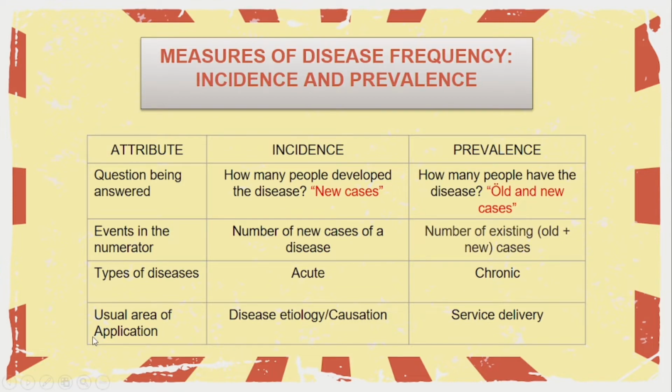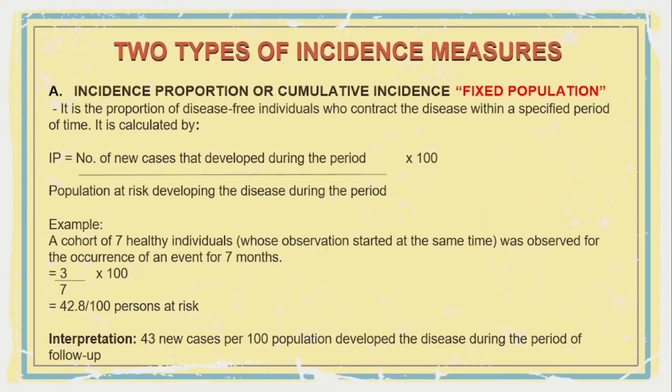Next attribute, usual area of application, disease etiology or causation. Kapag gusto mong malaman kung ano yung cause ng disease nung biglaang new case, biglang nagkaroon ng insidente, ang gagamitin mo si incidence. Causation, you want to know the cause. And then for prevalence, in service delivery na, in long term na po siya.